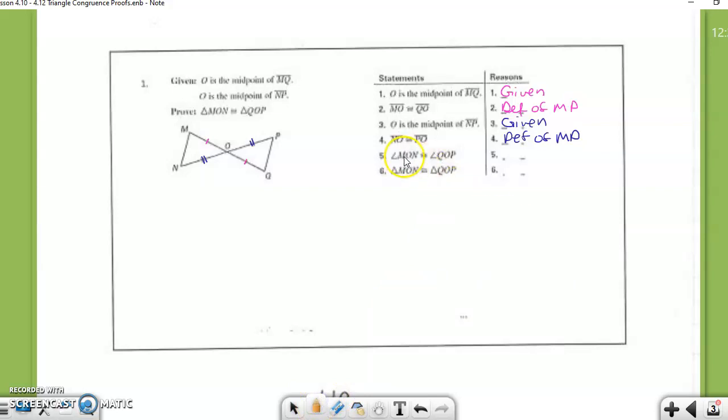Now I've got these angles right here, MON, that's this angle, and QOP, that's this angle. They're saying they're congruent. Well, what's the reason they can make that statement? Because those are the vertical angles, and the vertical angle theorem states that all vertical angles are congruent.